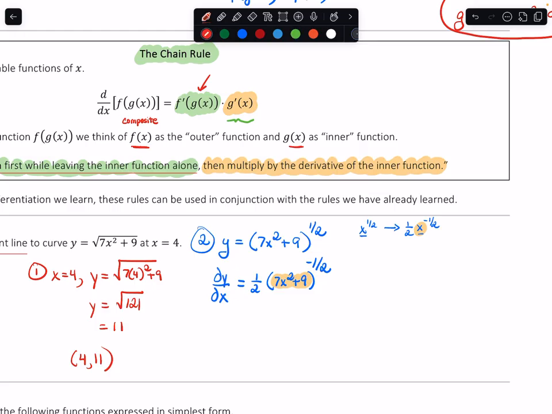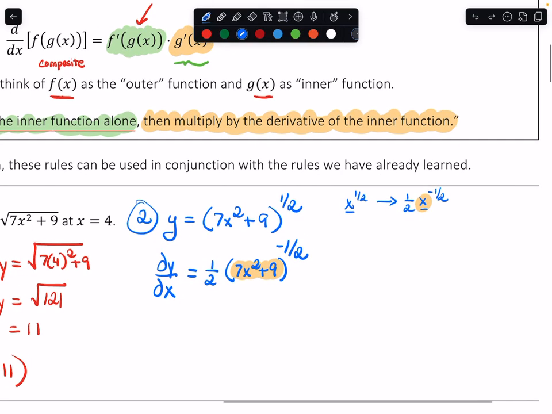The inner function here is 7x squared plus 9. That's not hard to differentiate, but putting it all together is pretty tricky. So I'm multiplying by the derivative of what's inside. The derivative of 7x squared is 14x. The derivative of 9 is nothing. That's my derivative. However, I really don't want to leave it like this ever. If it's a mess, it becomes hard to work with. And so I'm going to simplify this.